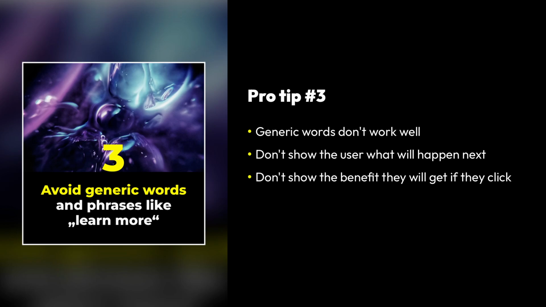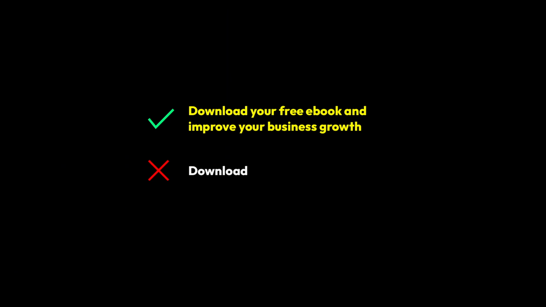So instead of using generic words that don't help your users, always show the benefit and what will happen next if a user clicks on it. It is better to have a longer CTA that shows the benefits rather than just using generic words. For example, download your free ebook and improve your business growth is better than just to name it download. Which brings me to the next tip.